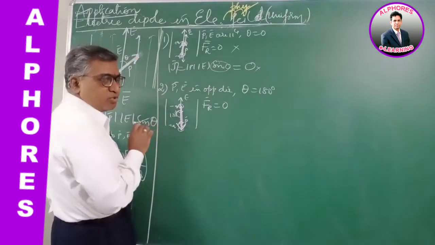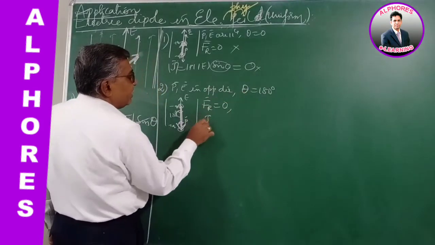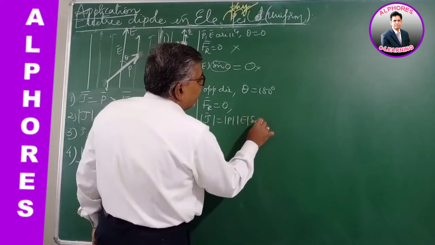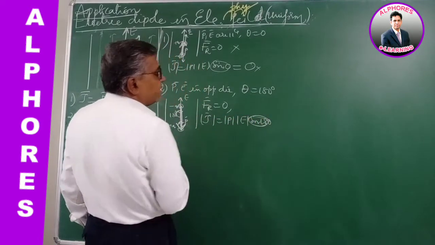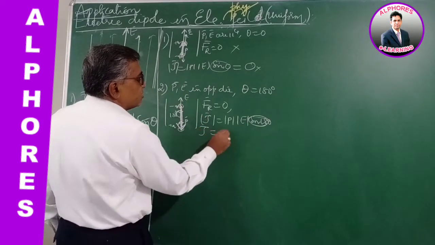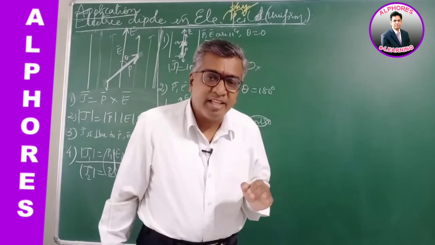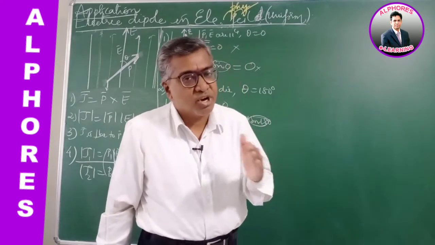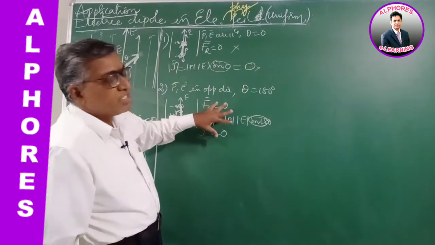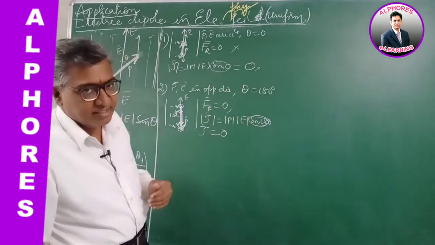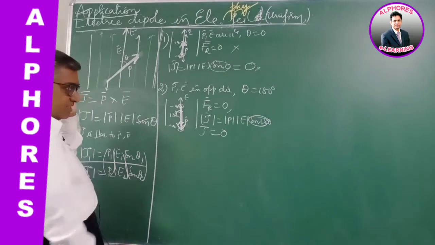No translational motion. And theta being 180, the magnitude of the torque is |P||E| sin 180. Again sin 180 is 0, so the torque is also 0. Even in this case, the dipole will neither possess translatory motion nor rotational motion. Here also it is said to be in equilibrium. But these two equilibriums are different. We will learn about that in the next topic.